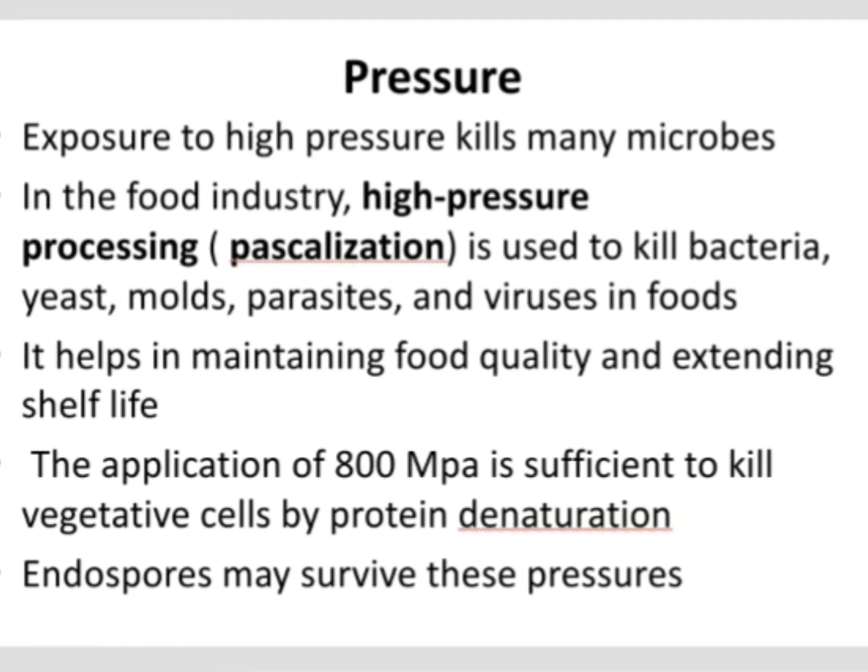Today we have dealt with various types of physical agents that are used to control microorganisms. First, we have dealt with temperature. Under temperature, we have gone through different variations like moist heat, dry heat, then pasteurization, autoclave, boiling, then tyndallization, freezing, etc. And we have also seen pressure as a physical agent to control microorganisms by the pascalization method to kill various microorganisms. It helps in maintaining the food quality. Here microorganisms are killed by protein denaturation, but it is not effective to kill endospores.